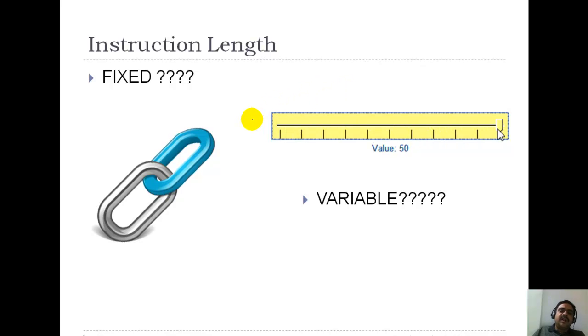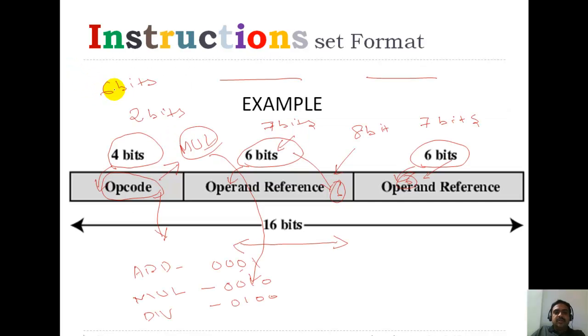Now we have to know about a particular technical jargon. If I'll just go back to the previous slide. So in this particular example, if you see, the instruction length is of 16 bits. Okay, now when I say instruction length is of 16 bits, all instructions, whether it is add, mul, div or whatever it is, all instructions are 16 bits wide only. All instruction lengths are 16 bits wide only.